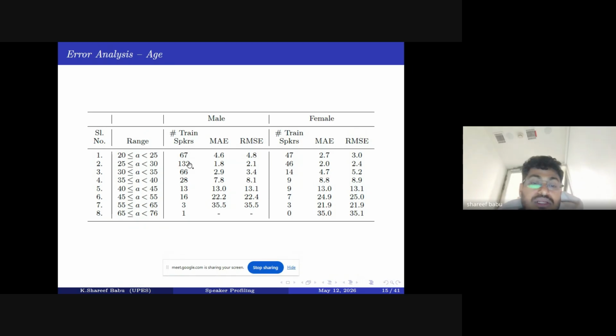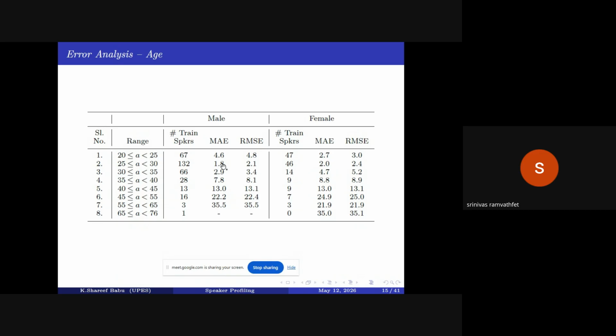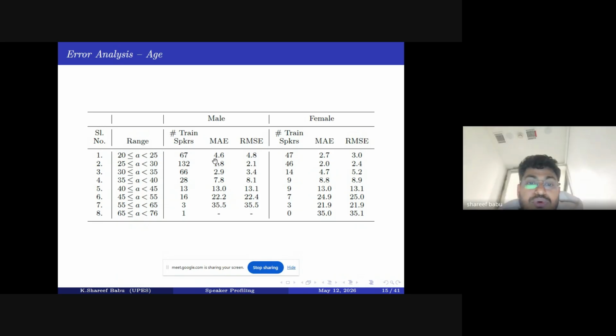And when it comes to the band of 20 to 25 years, 20 to 30 years, there are more speakers, and so you could see the error contributed at this point is very low. If you look at the other bands, it's 10 times the fold of your mean absolute error and the RMS error.